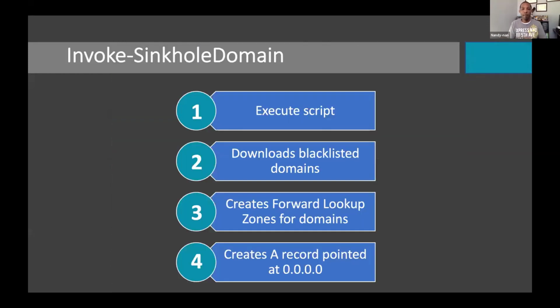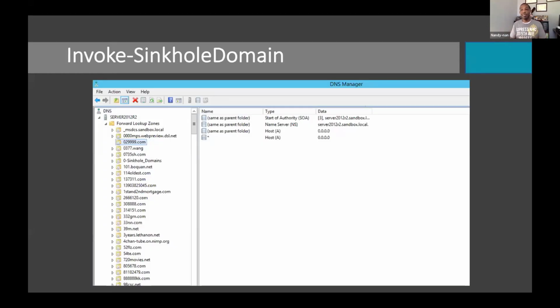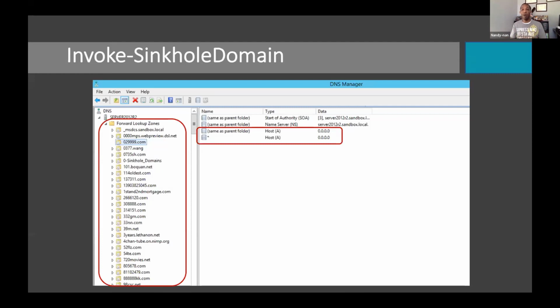So from the perspective of this, we would execute Invoke-SinkholeDomain, right? It's going to download a blacklist of domains if we have it configured for that, or we could input one-off domains that we want to blacklist. It's going to create forward lookup zones for those domains, and we're going to create a pointer record that's going to be pointed at quad zeros. And again, this is all automated. We start to see those domains, those records, out to the side. And then if we look in the middle there, we see our A records pointing back to quad zeros. And that's what we give back to the system, and the system doesn't make it there.